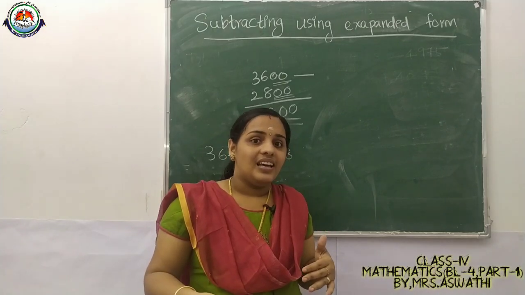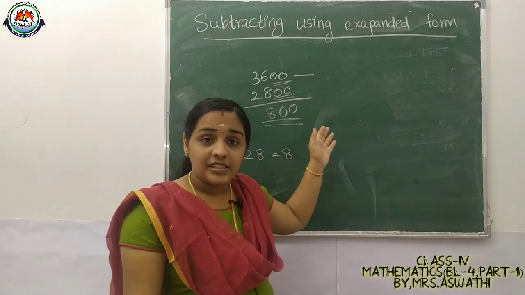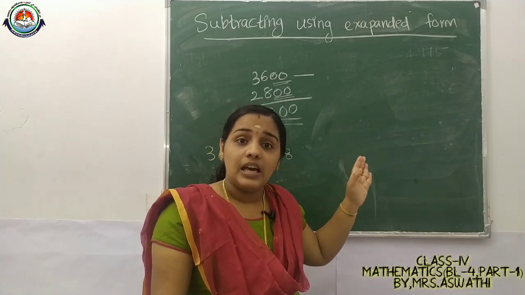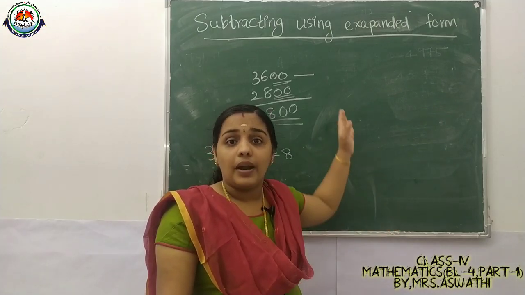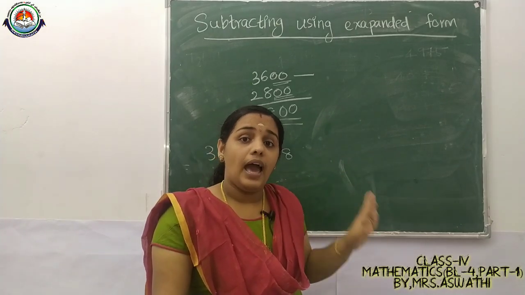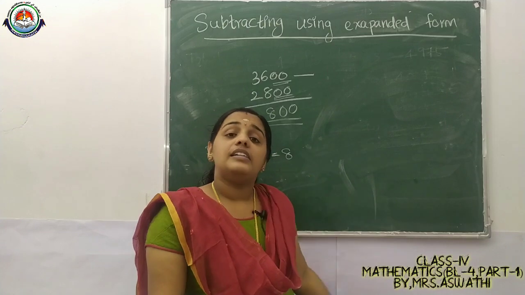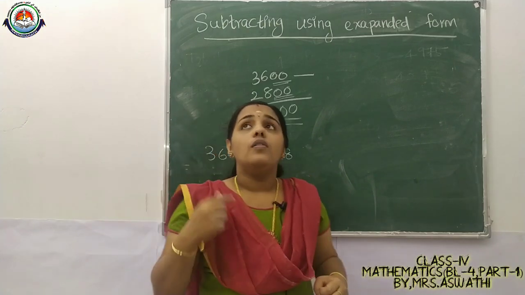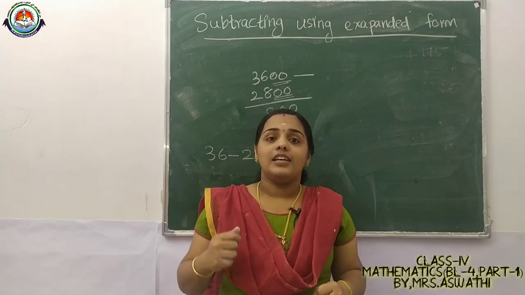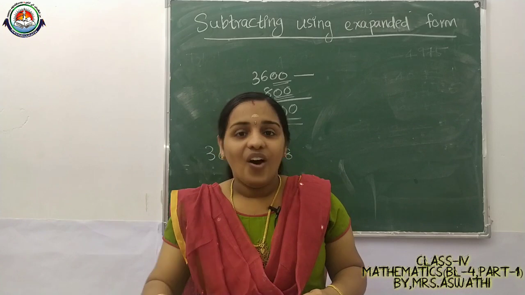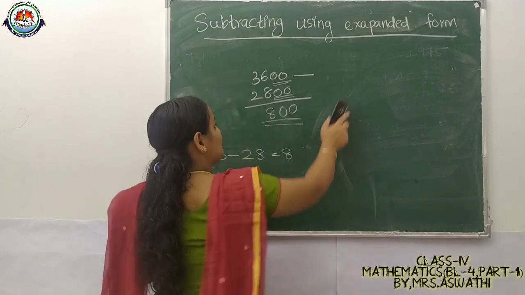Okay. These numbers end with zeros. So we know these are multiples of 100. Since we have zeros in the ones and tens digits, we can subtract 36 minus 28. We can do it mentally. Okay, I will give you another question.